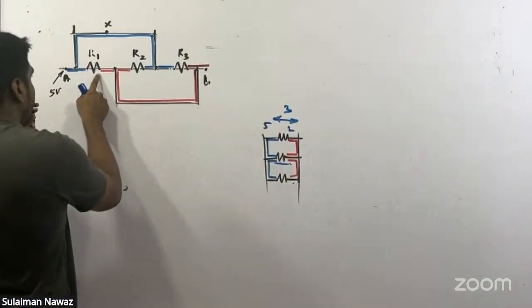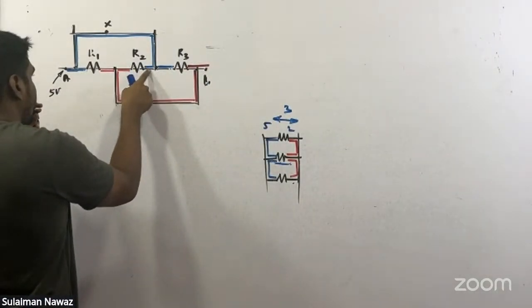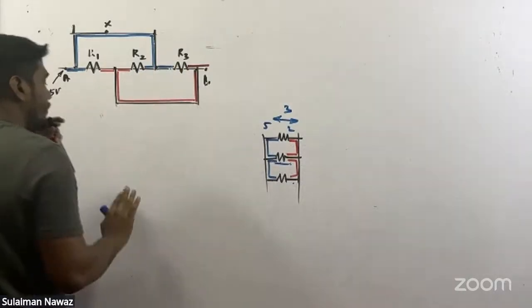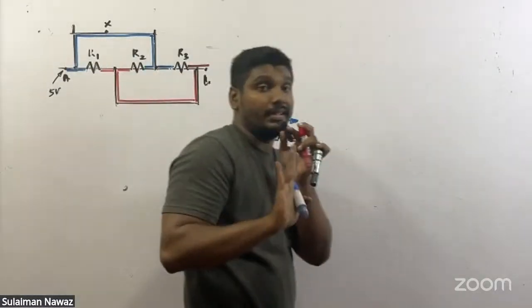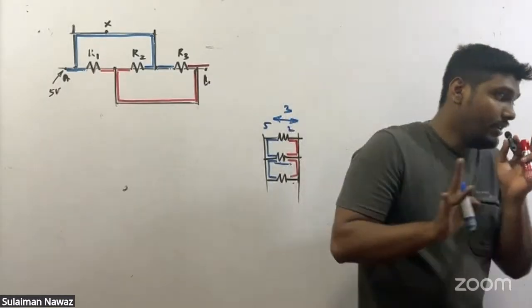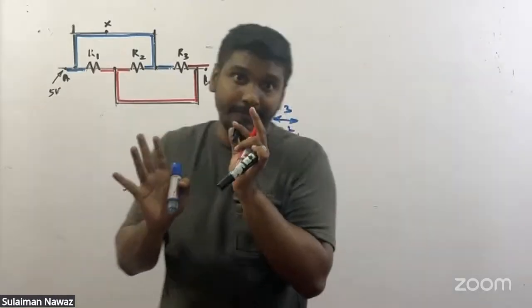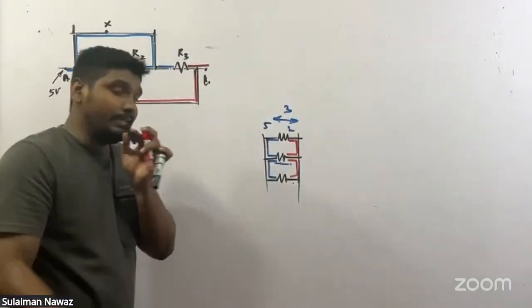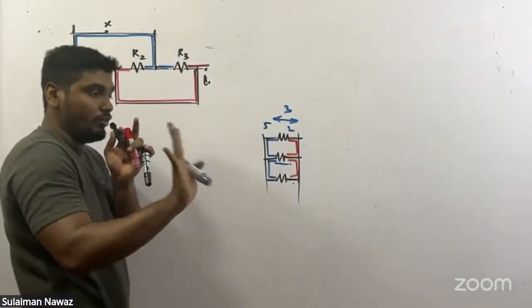R1 blue and red, R2 also blue and red, R3 also blue and red. Then this should be a parallel circuit. But still you are not convinced. Still you don't accept these three are parallel, right? Okay, that's what they are telling. These three should be parallel. R1, R2, R3 should be parallel.